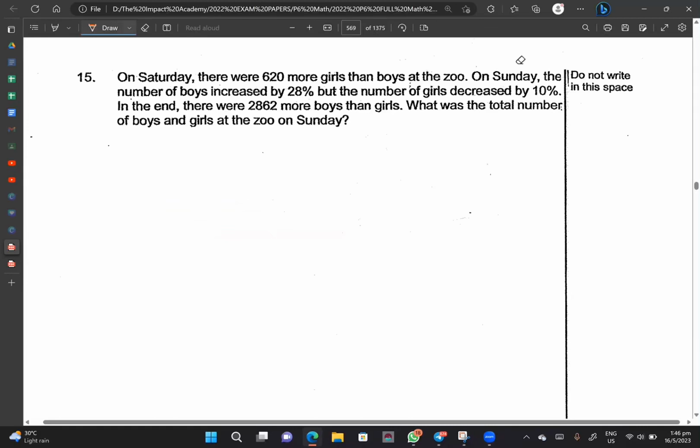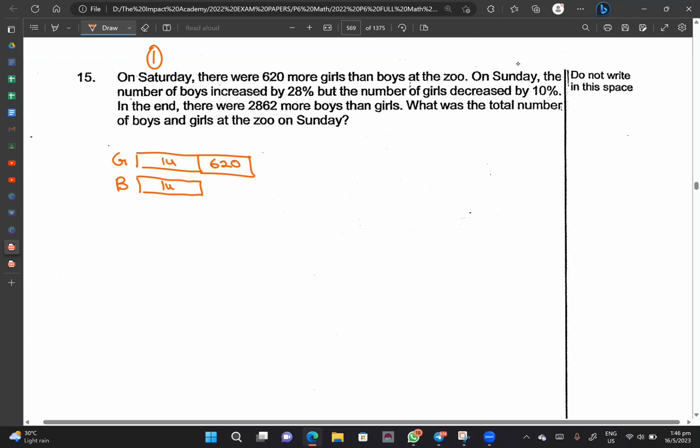Hi everyone, today we are looking at a question like this. Now, I want to look at sentence number 1 first. Over here it says that on Saturday, there were 620 more girls than boys. So what I want to do is show that girls is actually greater than boys. By how much? By 620, and boys will just be this much, and this is simply just 1 unit.